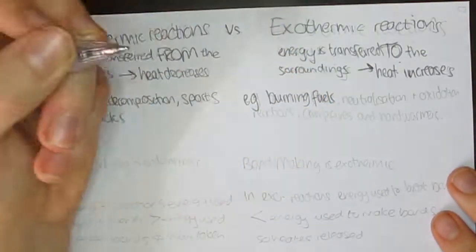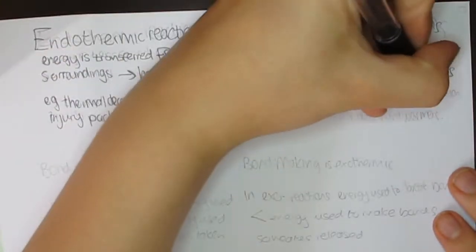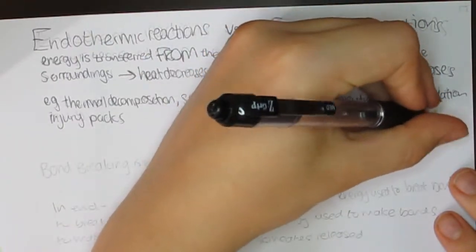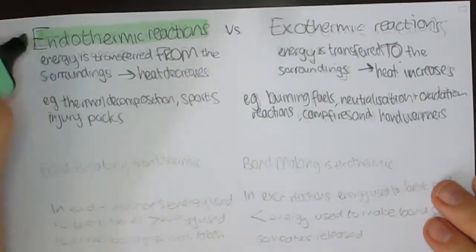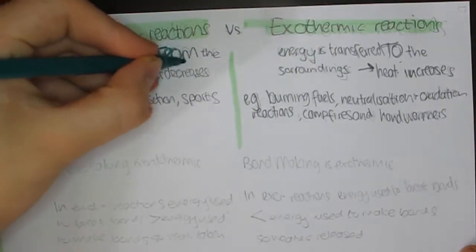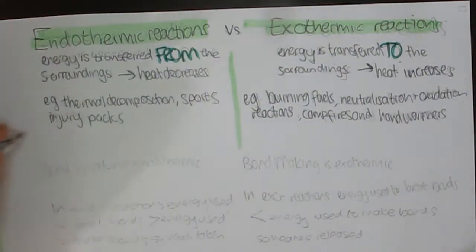Endothermic reactions, however, take in energy from the surroundings, causing a drop in temperature. They are much less common, only seen in thermal decomposition and citric acid with sodium hydrogencarbonate. This is usually found in sports injury packs, which do not need to go in the freezer.